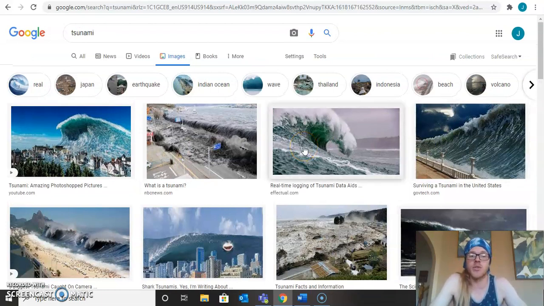But something that can lead to a tsunami would be an earthquake, right? So if we have an earthquake in an underwater plate, and obviously some of these pictures are fake, right? Like, let's be real, this shark right here is not coming into the city. But if we have an earthquake out in the ocean, that is a predictor of a tsunami.